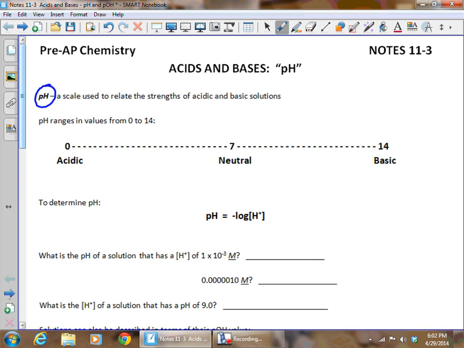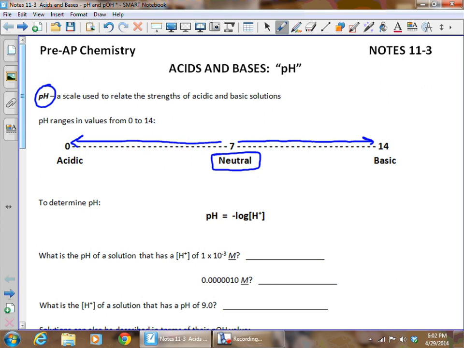Anything that's a pH of 7, at least at 25 degrees Celsius, is going to give you a neutral solution. If the pH value is less than that, that's going to be getting more and more acidic, with values close to 0 being the most acidic solutions. If the pH is greater than 7, anything above 7 is going to be basic, and the most basic solutions are going to be those that are approaching 14 for a pH value.